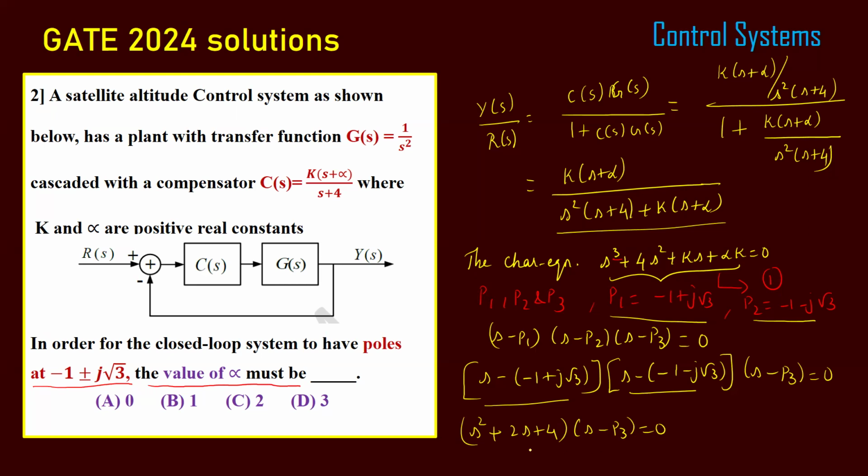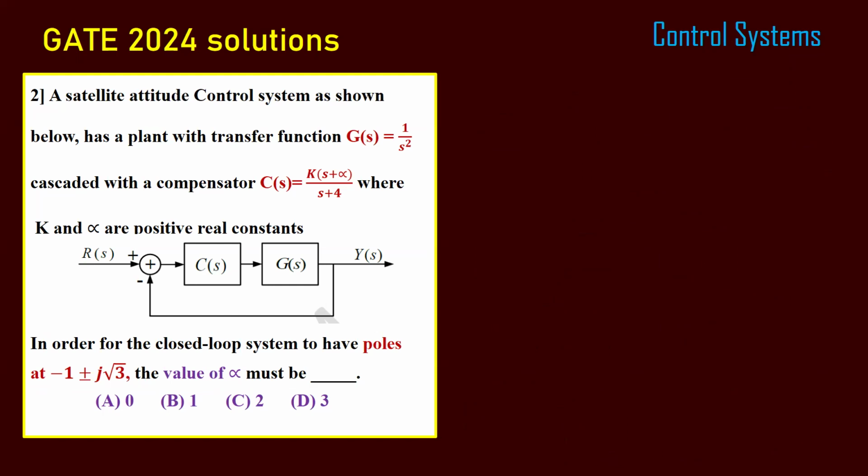Now multiplying this will become S cube plus 2S square plus 4S minus P3S square minus 2P3S minus 4P3 equal to 0. Now simplifying this, I'm going to write in this next slide.